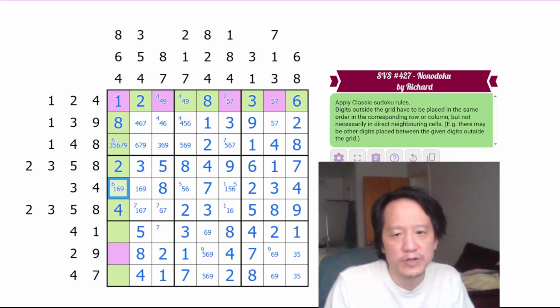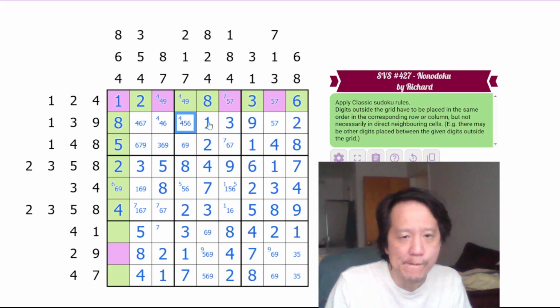This can't be 1 because of the 1 in the column. Remaining digits in column. Okay, so where's the 5 in column 1? Can't be here because of the 5 in the box. Can't be here because of the 5 in the box, so it must be here. So this is 5, which means this can't be 5. Where's the 3 in box 1? Can't be here, can't be here, can't be here, so this must be 3 now.